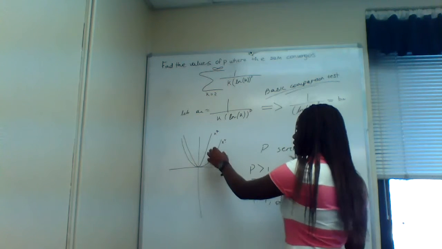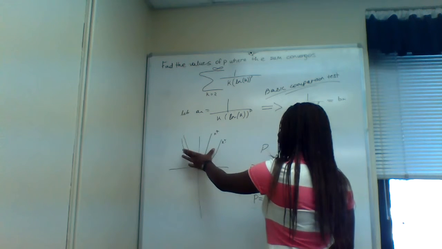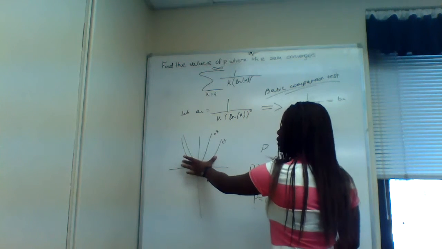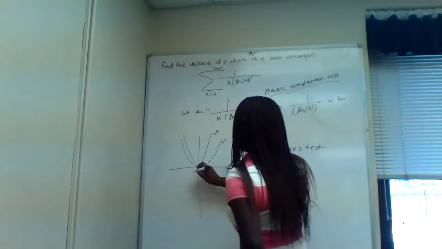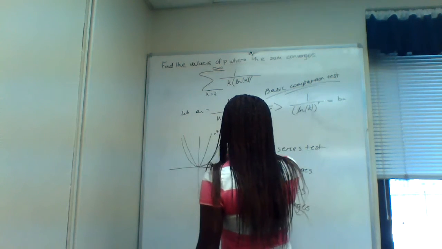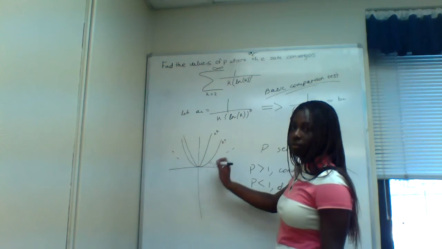If this converges, this would also move too. But if x squared diverges, we don't know whether this converges, because it would go off, and we don't know what's happening in the middle area.